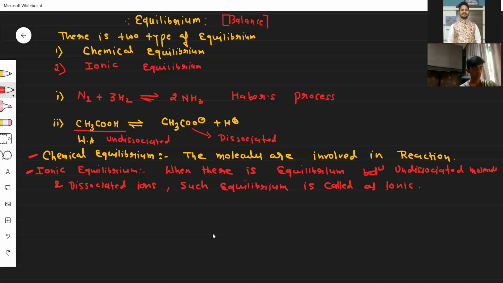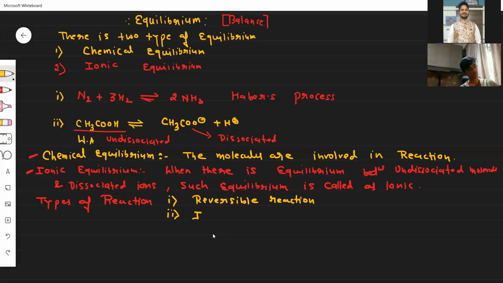Now we'll talk about the types of reaction. When you see a chemical reaction, it can be reversible or it can be irreversible. Now, can you give me any example from day-to-day life where we see an irreversible reaction, or even a reversible reaction?